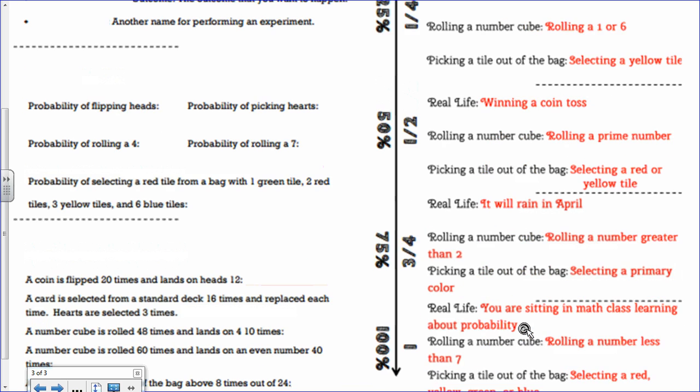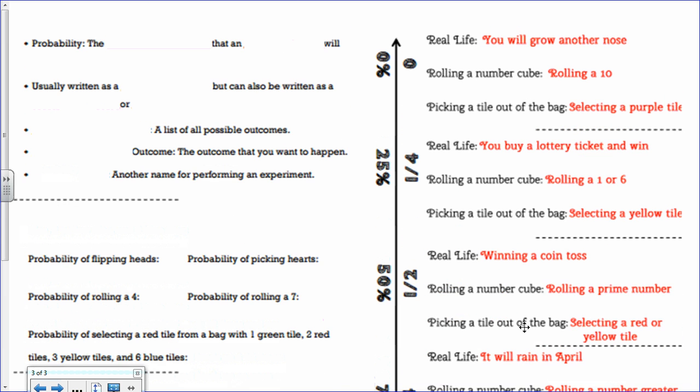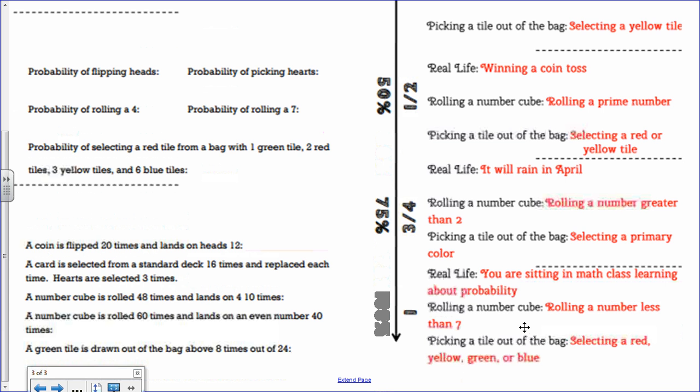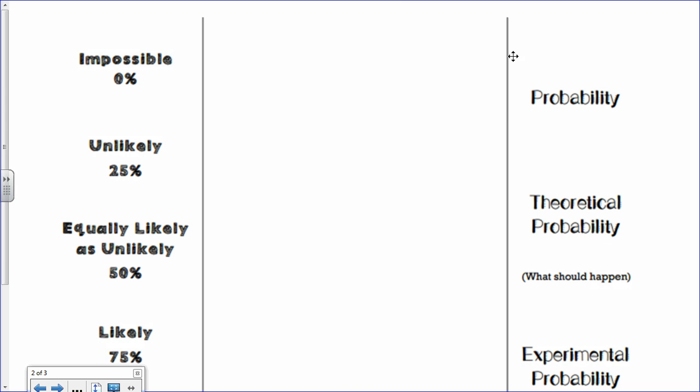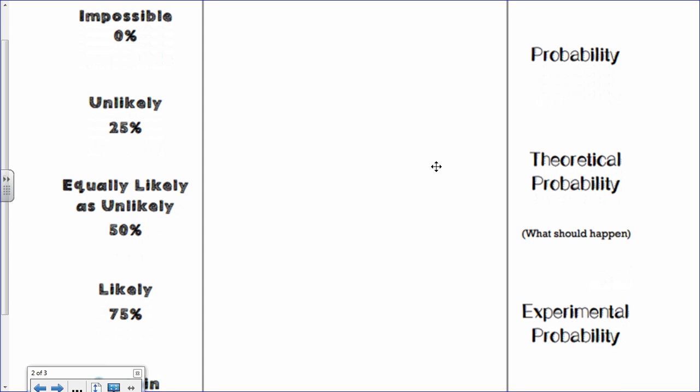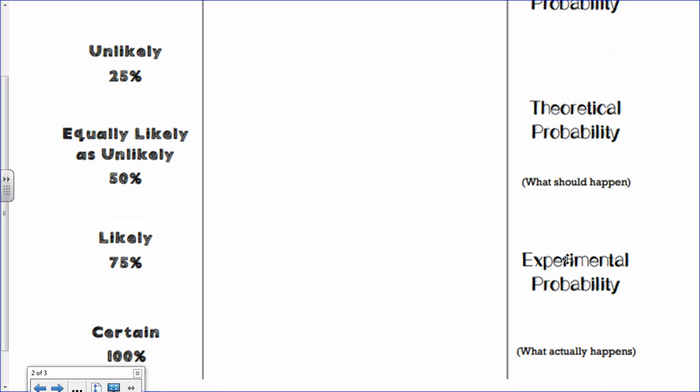Okay, so that's going to fill in the one side of your foldable. And if at any time you need to go back in this video or pause the video, make sure you do so. The next thing that we are going to fill in is this other half of our foldable, which talks about the specific types of probability. So we're going to define probability specifically, and then we're going to talk about theoretical probability, which is what should happen, and experimental probability, which is what actually happens.